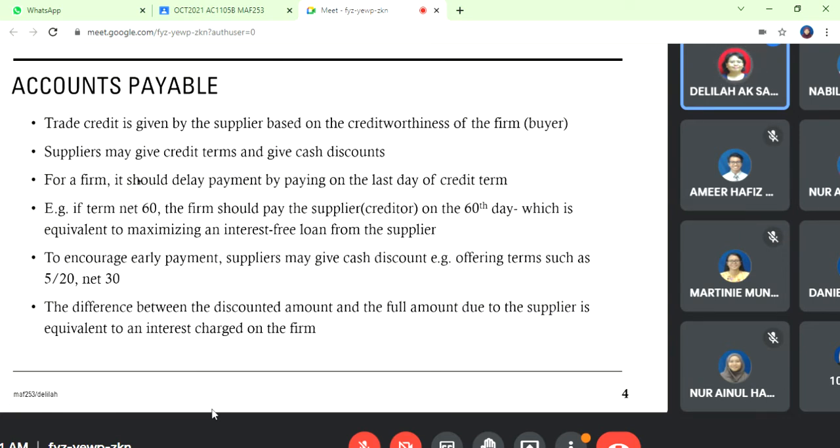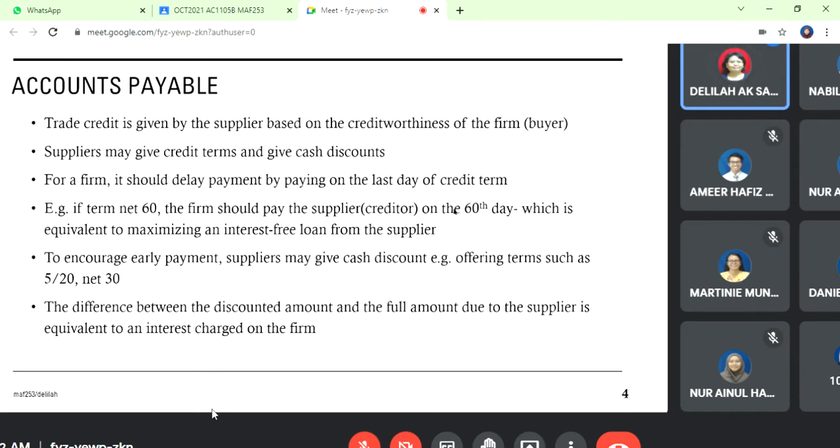For your own company, your strategy as a financial manager, when you get credit terms, is to delay the payment until the last day of the credit term. So if your supplier gives you terms like net 60, as a financial manager, you will make the payment on the 60th day. You try to delay it as much as possible according to the credit term.